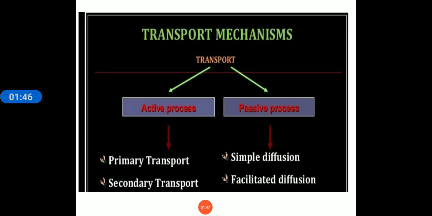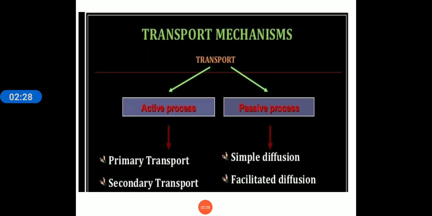In the passive process, the molecules or substances that are to be passed through the plasma membrane simply diffuse across the plasma membrane along their concentration gradient. That is, the substances travel from their higher concentration to their lower concentration. Students, diffusion is the simplest mechanism by which molecules can cross the plasma membrane. The passive process has simple diffusion and facilitated diffusion.